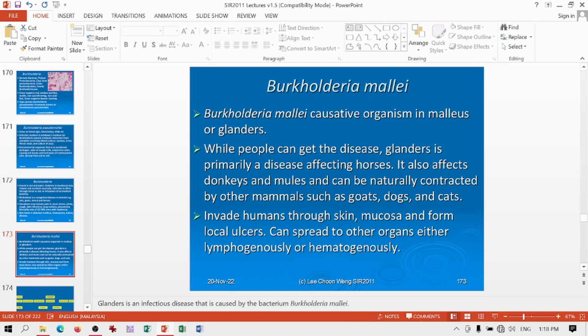Burkholderia mallei is the causative organism in malleus or glanders. While people can get the disease, this disease is more important in horses. It also affects donkeys, mules, and other mammals. Sometimes through cross-infection, it can invade humans through skin and mucosa and form local ulcers. Then it can spread to other organs, either through the lymphatic system or through the bloodstream.